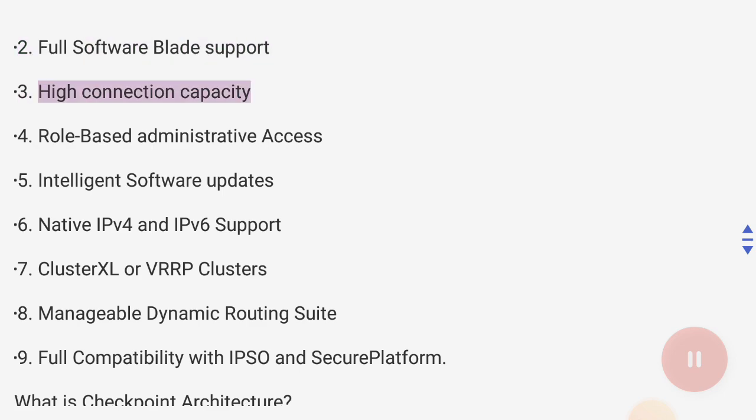3. High connection capacity. 4. Role-based administrative access. 5. Intelligent software updates. 6. Native IPv4 and IPv6 support. 7. ClusterXL or VRRP clusters. 8. Manageable dynamic routing suite. 9. Full compatibility with IPSO and SecurePlatform.